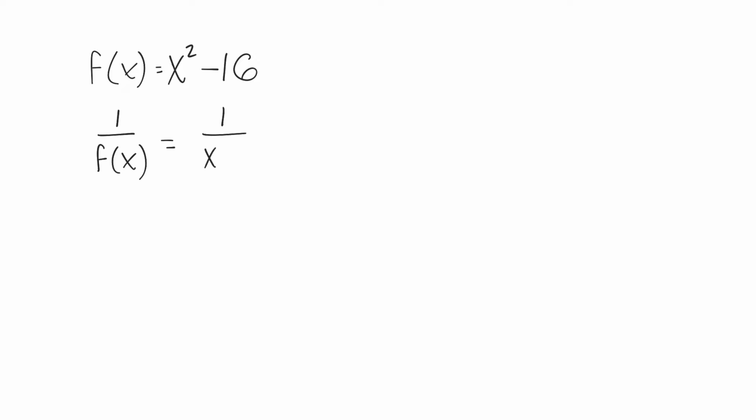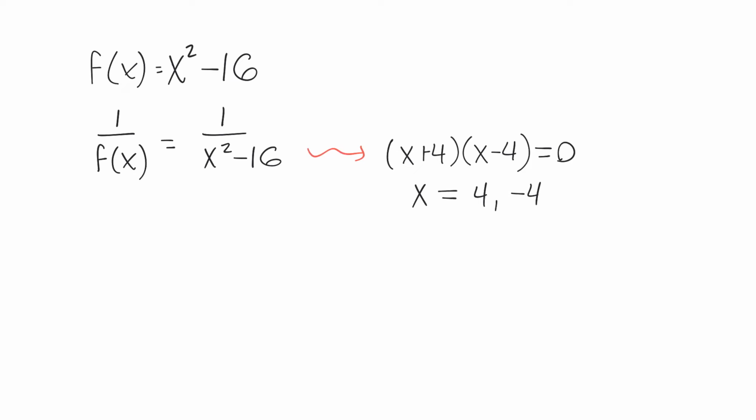Okay, let me do one quick example. Let's say we had x squared minus 16 as our f of x. So our reciprocal function is 1 over f of x, so 1 over x squared minus 16. When you go to find your non-permissible values, you need to factor this. So you need to say (x plus 4)(x minus 4) equals 0. So therefore we know that x is 4 and -4.